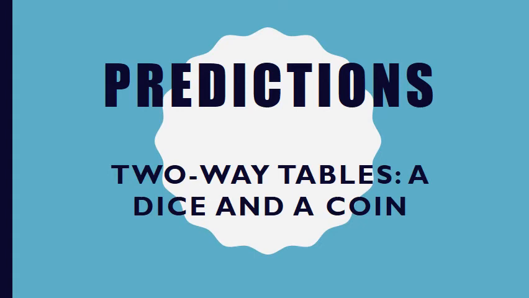Yesterday we looked at the predictions with a two-way table, drawing a two-way table with tossing two coins. Now we're going to look and draw a two-way table where we first throw a dice and then a coin.